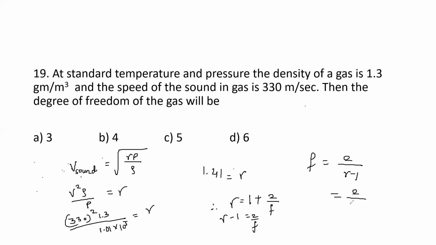That is 2 divided by the gamma value. The gamma value we just calculated is 1.4, minus 1. What is 2 divided by 0.4? 2 divided by 0.4 is 5. That is, option C is the right option. Okay, next.